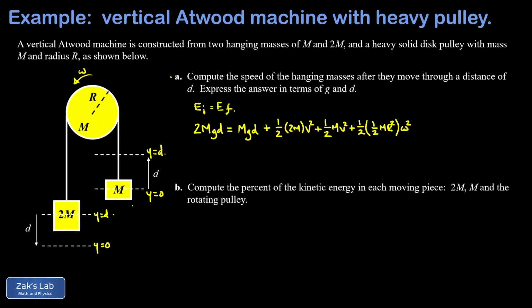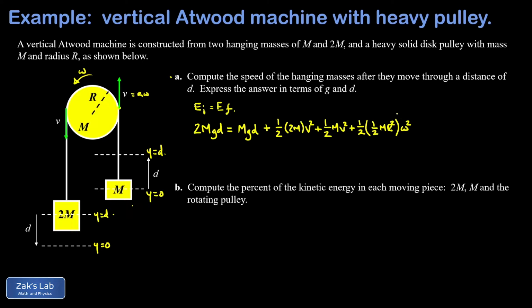Now in our final state, each mass is moving with a speed of v. That's the same as the speed of the string, and because the string is not slipping, that means it's the same as the speed at the outer edge of the disk. But we know that speed at the outer edge of the disk is related to the angular speed through the relationship v equals r omega. And I'll post a link to the video where I first discussed that relationship between the tangential speed and the rotational speed of an object.